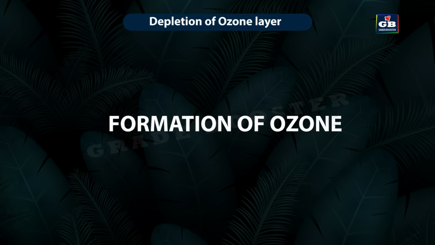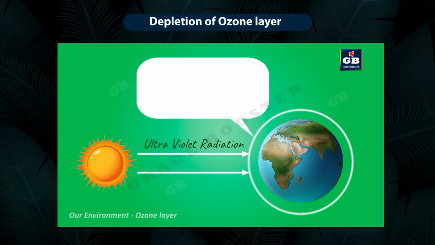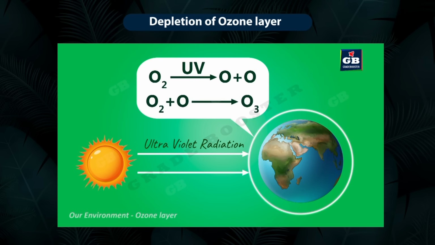How is this ozone formed? When the UV radiation of the sunlight hits the oxygen in the atmosphere, the oxygen molecules split into oxygen atoms. Now the split free oxygen atoms combine with oxygen molecules and form ozone molecules. This is how the ozone is formed.